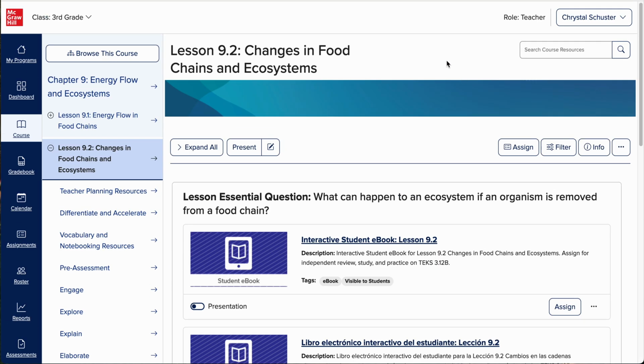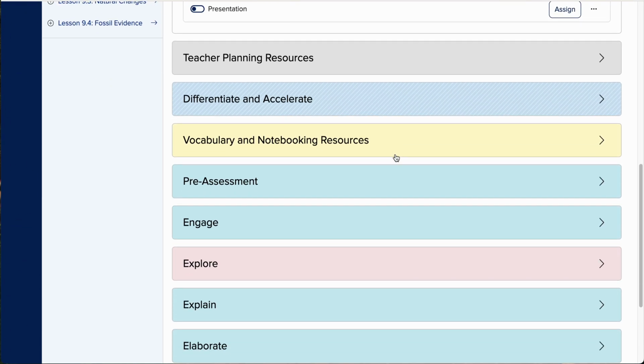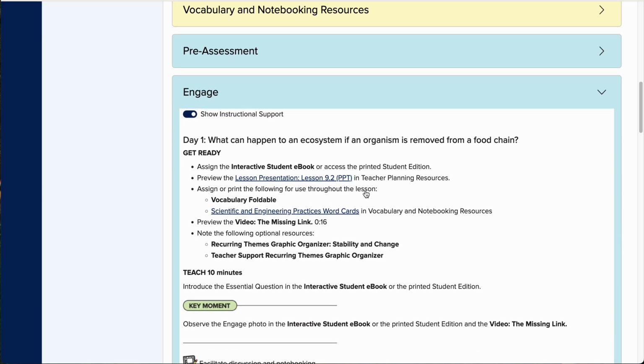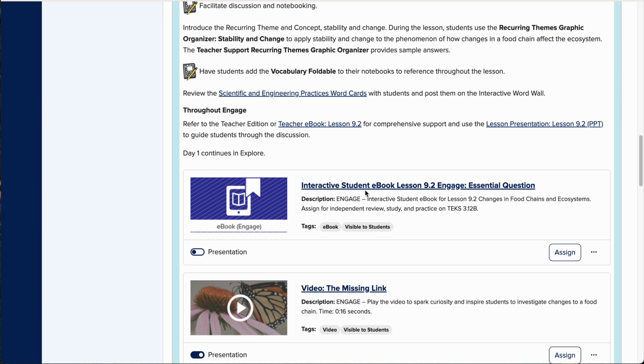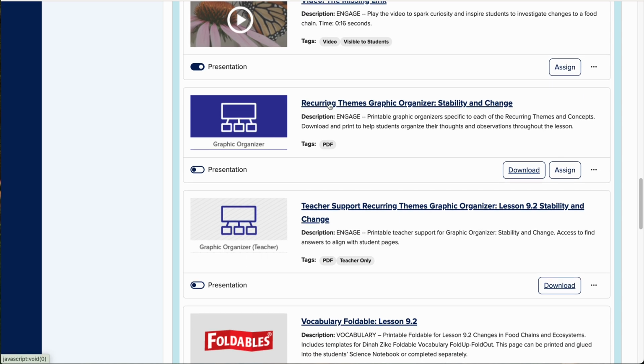Okay, now to the instructional materials piece. So in your McGraw-Hill materials, we're in 3rd grade. This particular lesson comes from Chapter 9, Lesson 2. We'll scroll down, and the recurring theme and concept page that I'm talking about is in the Engage blade. You'll see 2 resources: the student-facing resource, and then the teacher support. So let's look and see what those look like.